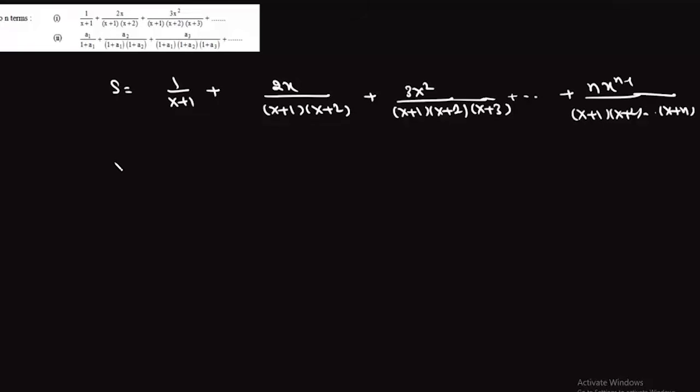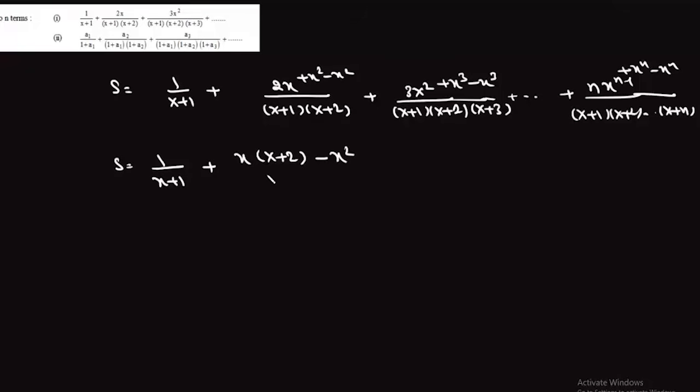Now what we'll do is, for this second term, we'll add x square and subtract x square. Here we'll add x cube and subtract x cube, and here we'll add x to the power n and subtract x to the power n. So we can write 1 upon x plus 1, and here if we take x common, it will be x plus 2 minus x square upon x plus 1, x plus 2.